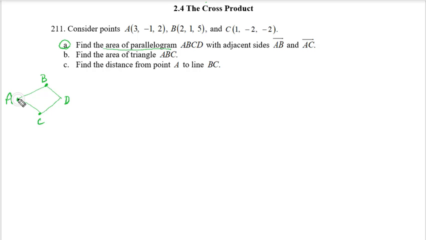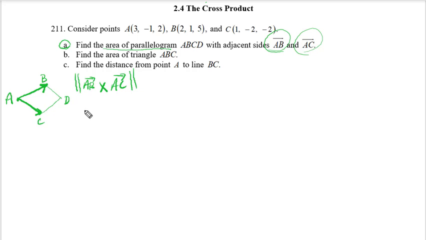If we take two adjacent vectors of this parallelogram, like this one and this one, the cross product of those, if we do the magnitude of that, we get the area of the parallelogram. And that's indeed what they're asking us to do out here, is to use AB and AC. Now again, you can do this on your calculator. Again, I'm not going to spend the time with that.